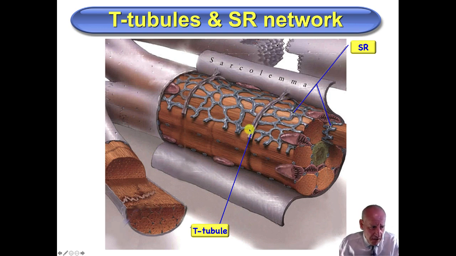T-tubules are invaginations of the plasma membrane that penetrate deep into the myocyte and, as you see, come in very close proximity with the sarcoplasmic reticulum. The SR is a highly specialized endoplasmic reticulum. It is a spaghetti-like network of intracellular membranes that are designed to store calcium. And these SR tubules, as you note in this illustration, weave around all of the myofibrils and come in close proximity to the contractile proteins.